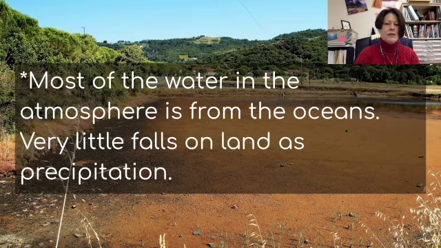Now, most of the water in the atmosphere that evaporates is from the oceans, okay? And it evaporates from any water source, but most of it's from the oceans because most of our planet is ocean. However, very little actually falls on land as precipitation. Most of it does, in fact, fall back into the ocean, but winds will blow some of it across the continents as precipitation.